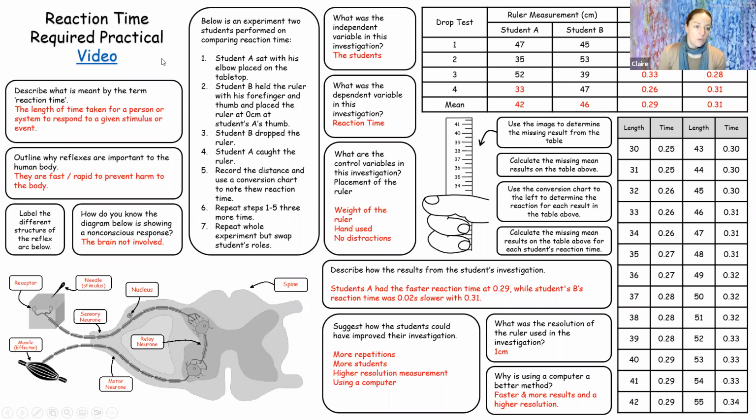This reaction time one is about homeostasis and the nervous system. There is a little section down here adding a bit of knowledge to the practical. We're measuring the time it takes for our eyes to notice and for the message to go to our brain and down to our arms to catch the ruler. That relies on the reflex pathway, and you have to remember the order of the neurons.